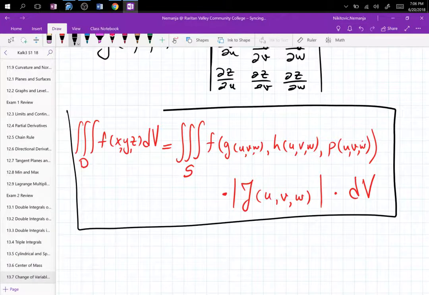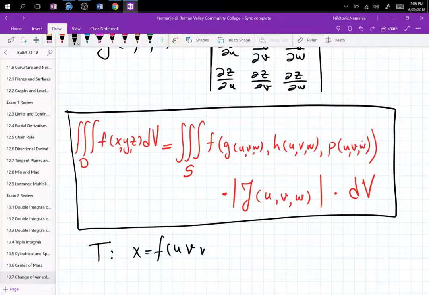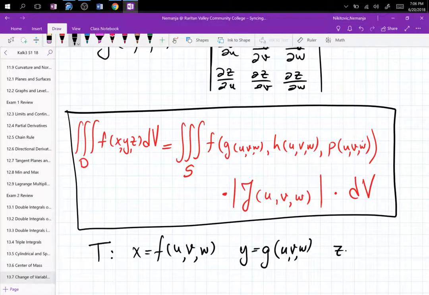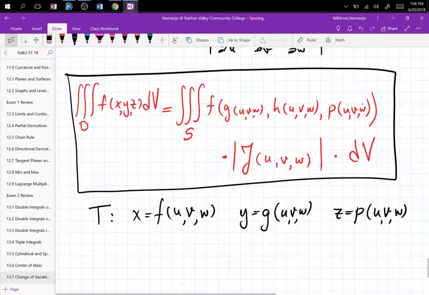Now, guys, GHP, those are the transformations. So your transformation here is that x is equal to f of UVW, that y is g of UVW, and that z is p of UVW. You see, you can have a lot of fun with an expression like this. You can just go to random places and write it and leave it behind.